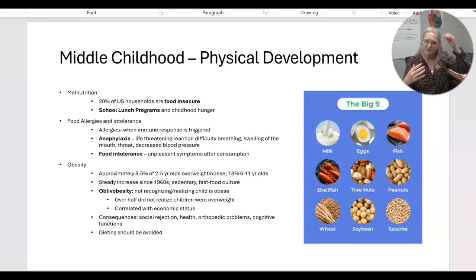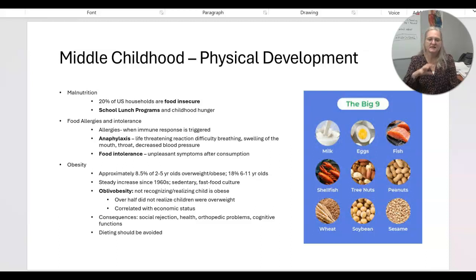There's another discussion in this chapter about food allergies. We've talked about this in a previous chapter. You have over here a picture of the big 9 of the food allergies, and we make reference again to anaphylaxis, which is a life-threatening sudden reaction. Food allergies are specifically the immune response to a particular food. Food intolerance, though, is distinctive in that it may be an unpleasant symptom after consumption, but a true food allergy can be life-threatening for some people.